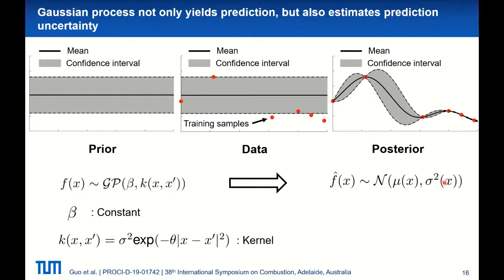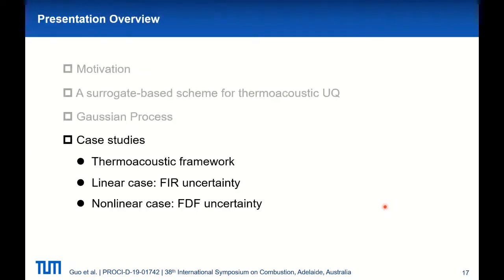This uncertainty estimation is critical. In the current study, we use this information to determine where to allocate our next training samples to refine the GP model. This adaptive way of training is much more efficient.